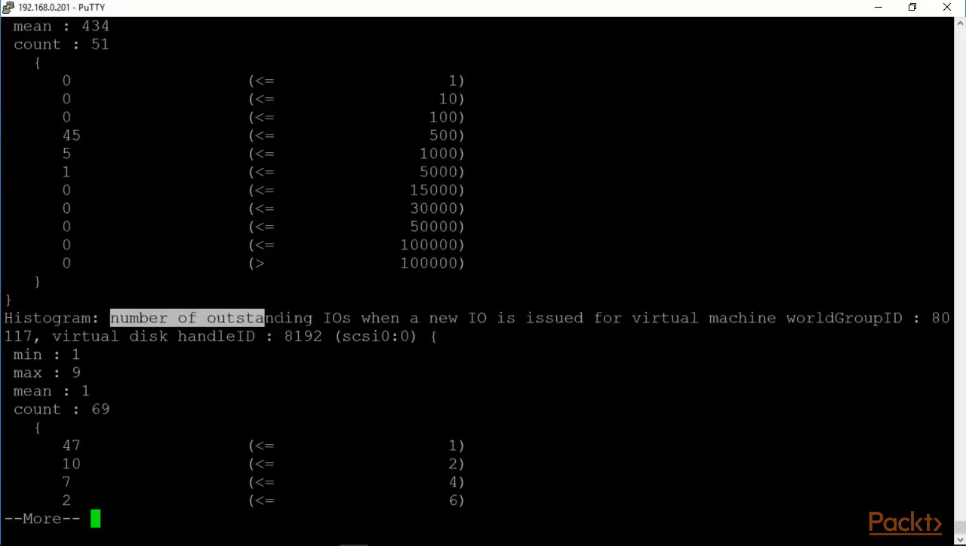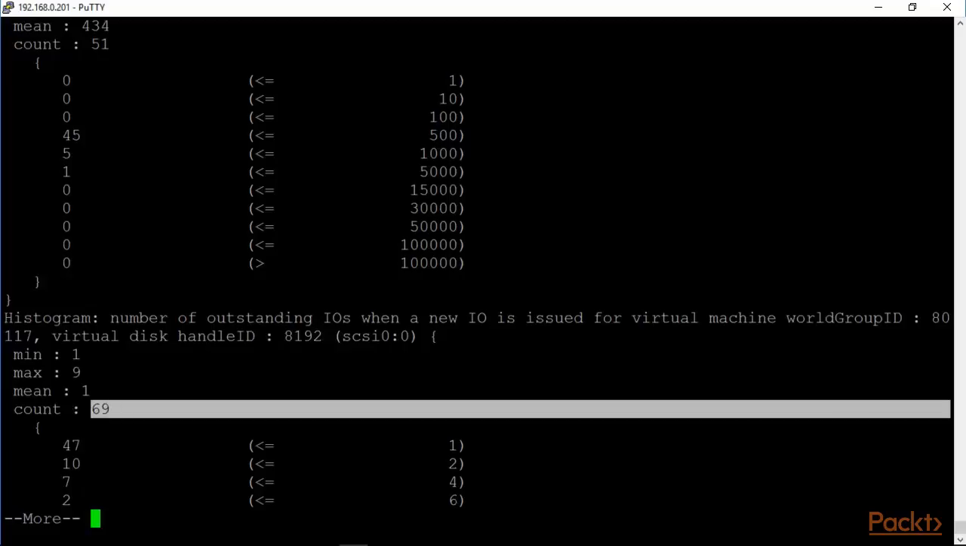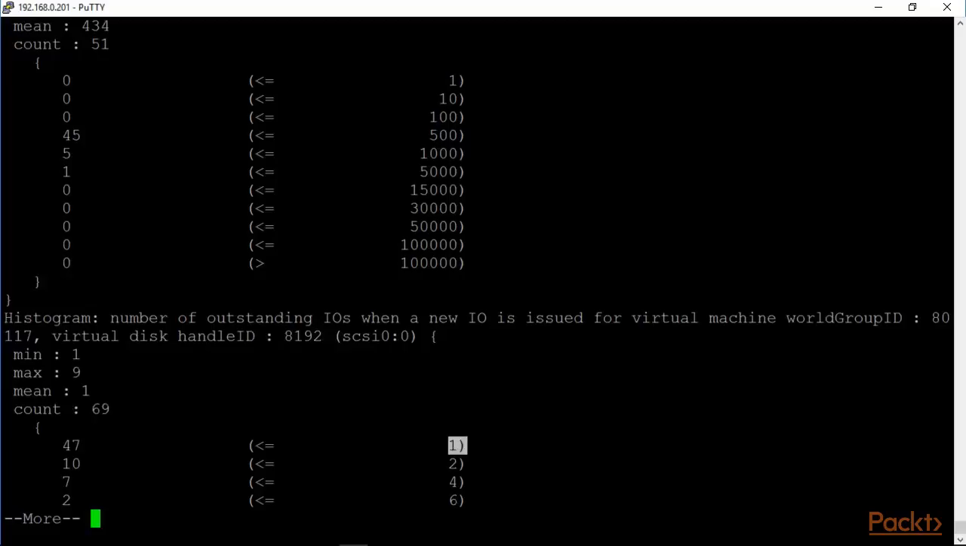And then the number of outstanding IOs. This is also very useful in looking at whether the storage array is being overwhelmed by the I/O coming from the virtual machine. You can see that in 47 out of 69, there was only one outstanding I/O that was still pending when this was issued.